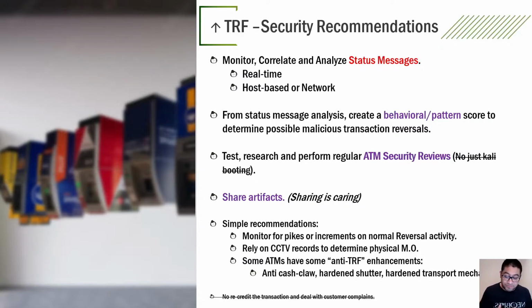But my recommendation will be to monitor, correlate, and analyze status messages. These are gold, not only for transaction reversal fraud, but for many ATM attacks. So this can happen in real time, or we can do it later. This can be host based, or this can be on the network. Of course, if we do this in real time on the network, it will be the best thing. But we could also have an agent that will be monitoring for errors in the journal, and when something happens, it will trigger and be sent to my correlation software.